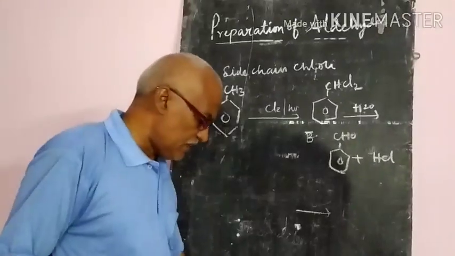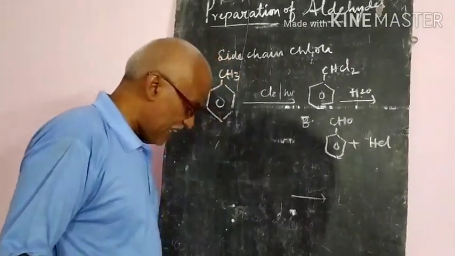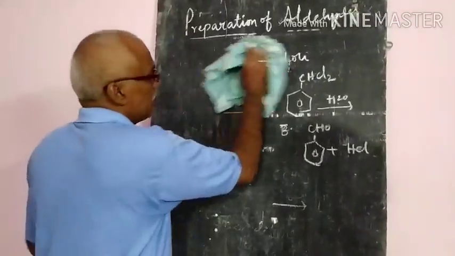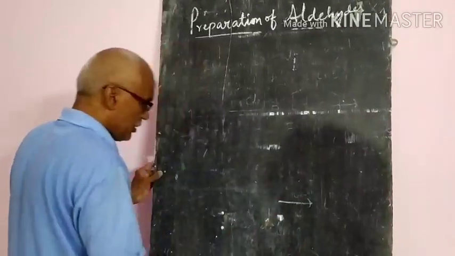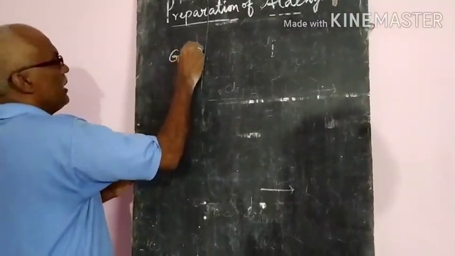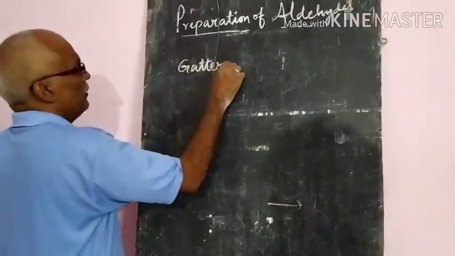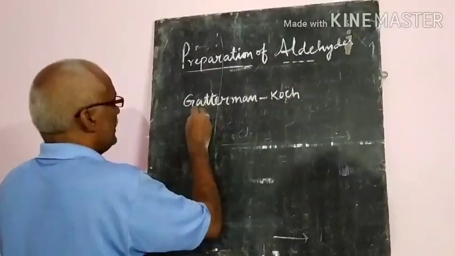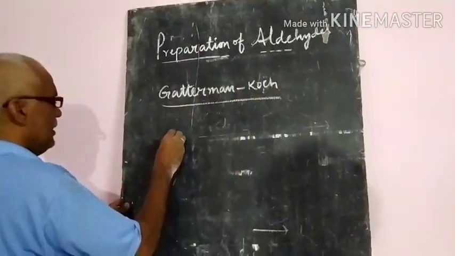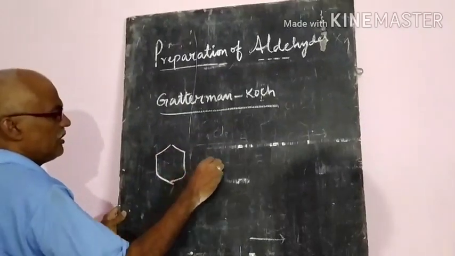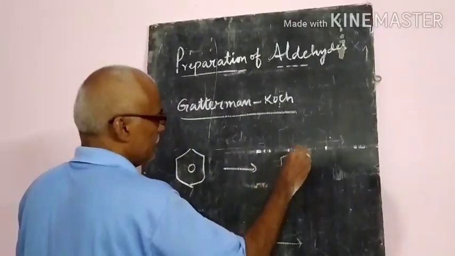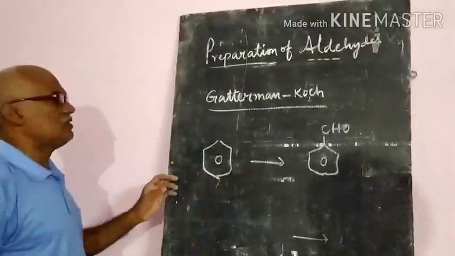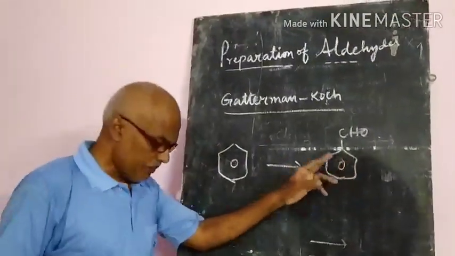And the last name reaction is there. That is called the Gattermann-Koch reaction. That is the fourth name reaction. Gattermann-Koch, both are names of scientists. In this one, benzene is converted into the benzaldehyde. Benzene, or derivatives of benzene, are also converted into benzaldehyde.